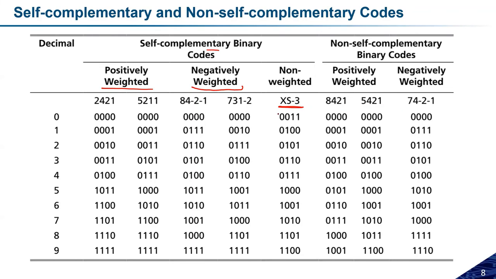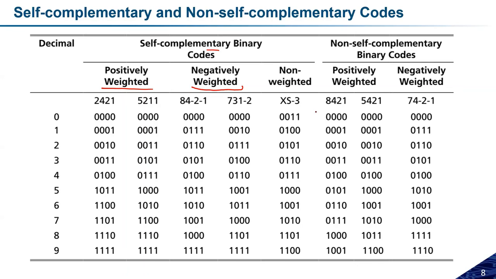But if you see here, the code for 0 is 0011, and the code for 9 is 1100, and this is complementary, self-complementary. So non-weighted codes can also be self-complementary. There may be some questions that can come in the GATE examination. Suppose they give some code of their own, say 5, 2, minus 1, minus 2, and they say that this code is self-complementary, non-weighted, or sequential, and then they give options like A, B, C are true, or any other combination. So these kinds of questions may come.